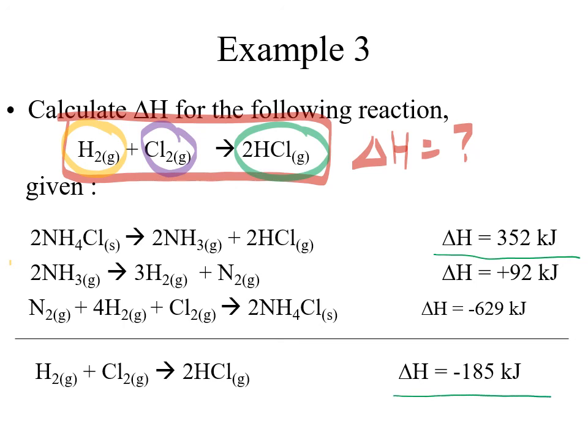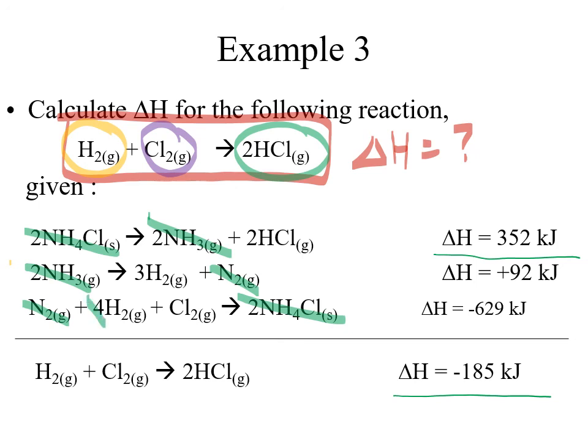And again, we want to make sure everything that is not in our target reaction is canceling out. So again, if we look at nitrogen gas, it doesn't show up in our target reaction because it cancels out from the second equation as a product and the third equation as a reactant. Ammonia gas, it cancels out because the first one has it as a product and the second one has it as a reactant. And ammonium chloride is a reactant on the first equation and a product on the last equation, so it's going to cancel out as well.